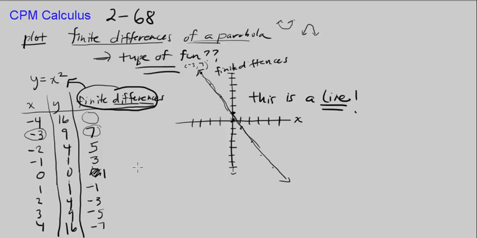And you can use any example. Your parabola could be y equals x squared plus 8x minus 25, right? It could be any parabola, as long as it's in the form ax squared plus bx plus c. As long as we have some x squared term, we have a parabola. So any parabola is going to give us a line as the finite differences plot. You can check different examples and you'll find that it's always going to be the case. So this ends CPM Calculus Chapter 2, number 68.